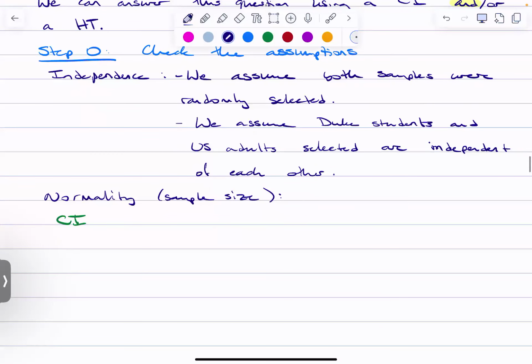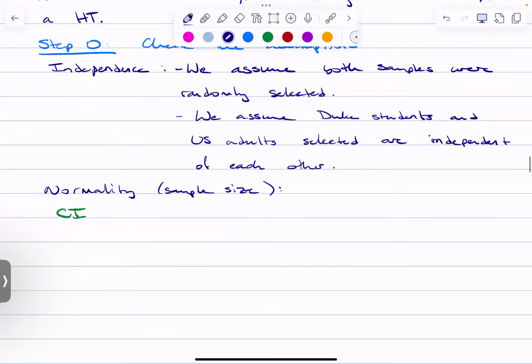Would it be incorrect if you stated, like, we assume the GSS and the Duke University tests are independent of each other? Do you have to specify? We assume that the samples are independent of each other. Yeah. But like I said, way too much brain space for what it's actually going to be worth. So don't sweat it. Just do your best.